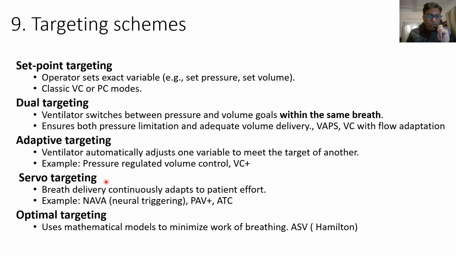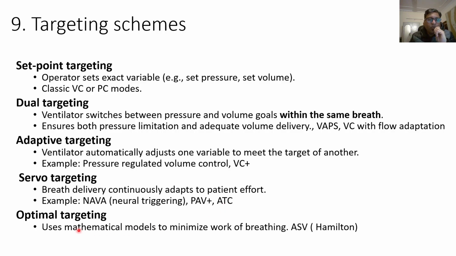Servo targeting. Here, breath delivery is continuously adapting to patient effort. So the ventilator is giving an output, and the inspiratory parameter is being directly given in proportion to the patient's effort. A classical example of this is NAVA, neurally adjusted ventilatory assist, and the proportional assist ventilation plus mode, and automatic tube compensation if it is activated. This becomes an example of servo targeting because here, in proportion to a patient's effort, the output is being provided by the ventilator.